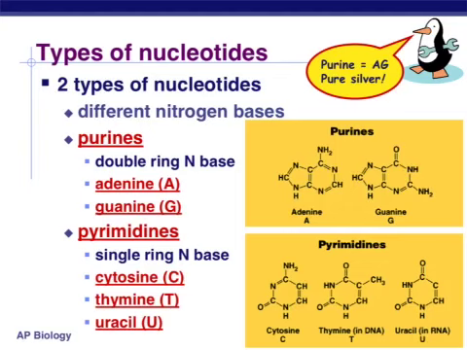So the main difference between the two: purines are double rings, and pyrimidines are single rings. Another way you could remember this is the word purine is short, but their structure is big. And the word pyrimidine is big, but their structure is small. It's kind of the opposite of what you would think it would be naturally. So again, purines are A and G, and pyrimidines are C, T, and U.